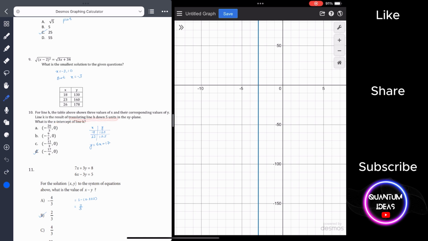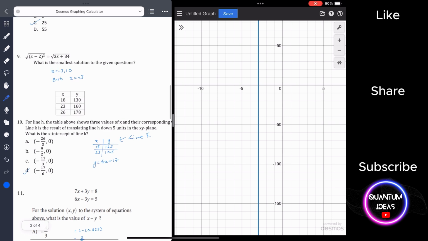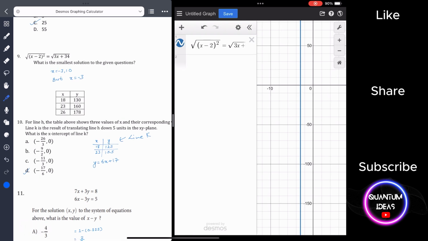That means the y value of line h is decreased by 5. If I have to write here, I can do it like this. This is the point for line k, because I have translated it down by 5 units already. So 130, I have to write as 125. This is 160, this is 155, because I have translated the line 5 units down. That means I have to subtract 5 from y. Let me show it in the graph.